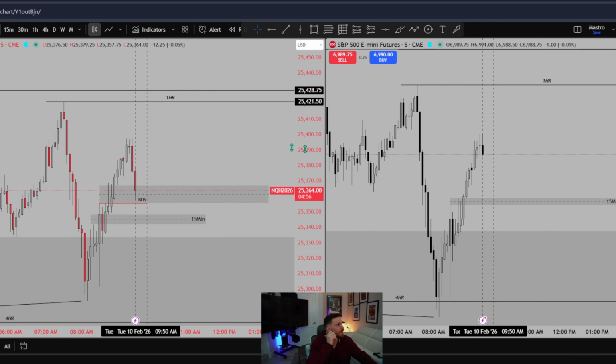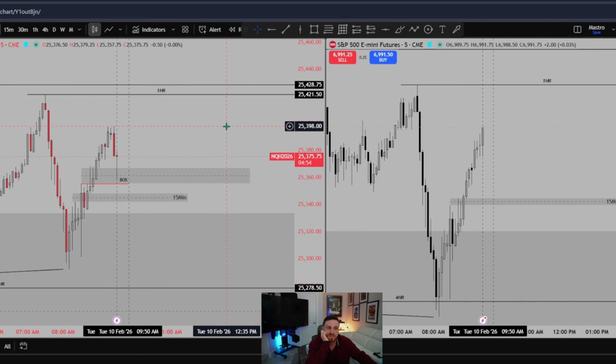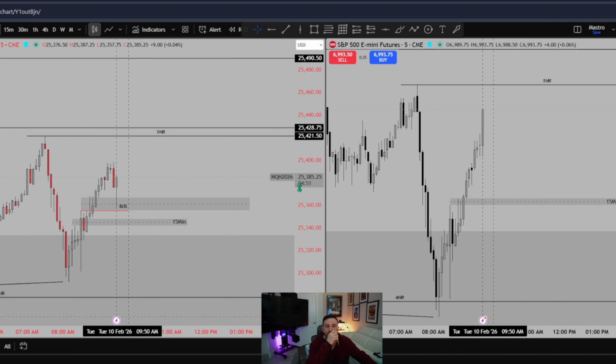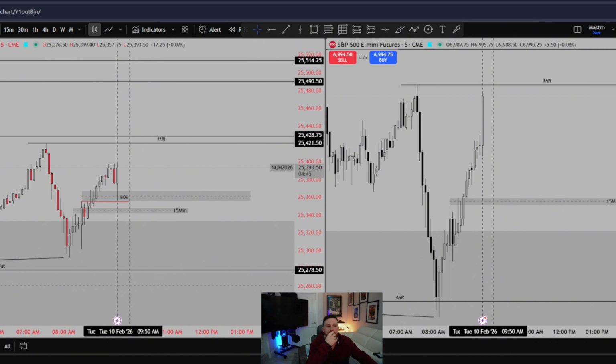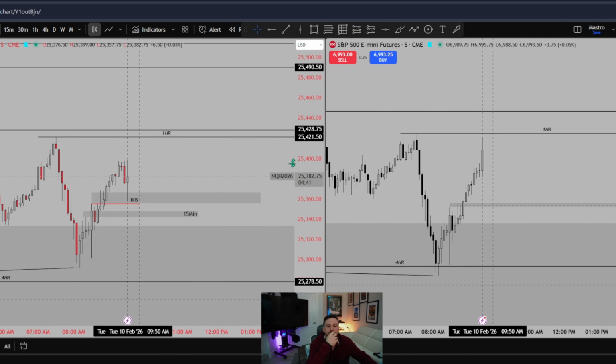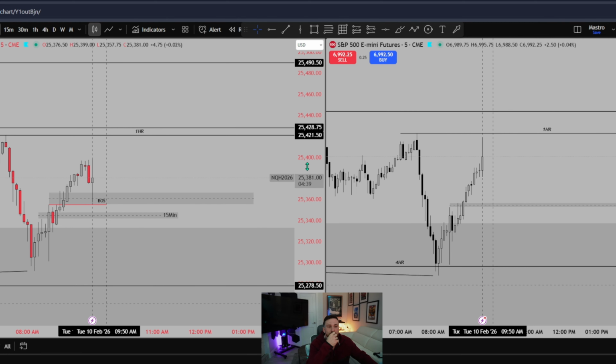All right, we're dumping. Let's see what we get here. Let's see if we sweep out those 5-minute lows, continue higher. Yes, almost took out those hourly lows.